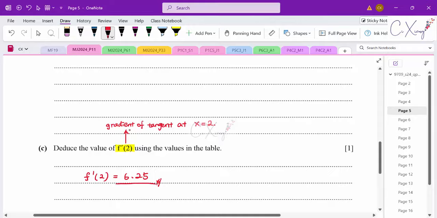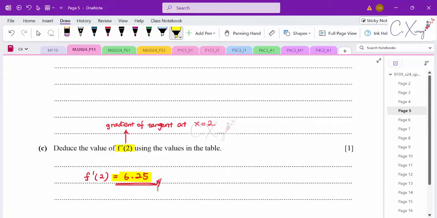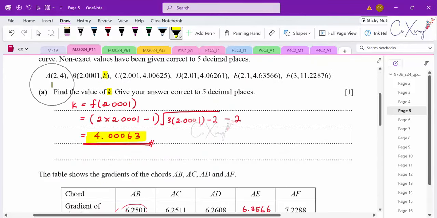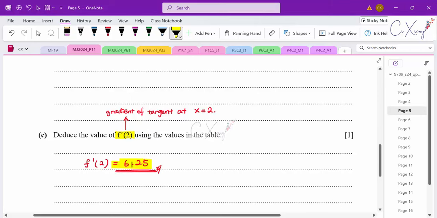So you can just try to observe all the values provided in the table so that you can see that this value is actually the gradient of the tangent at x equals 2, because A is the coordinate with x equals 2. Okay, so this is how we solve this question.